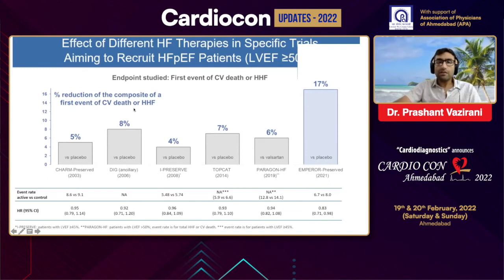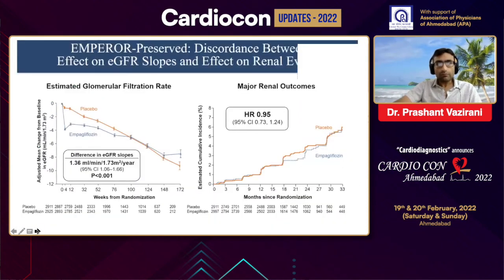That is 70% relative risk reduction as compared to the other trials of HFpEF. So this is what was seen. There was a discordance between the eGFR and the renal outcomes in the patients in EMPEROR-Preserved. That is, the initial notch was seen in the patients of this trial with empagliflozin. This notch is seen with ACE inhibitors and ARBs also in all patients, and after this there is an improvement in the eGFR at the rate of 1.36 ml per year. But this improvement was not translating into the renal outcome.